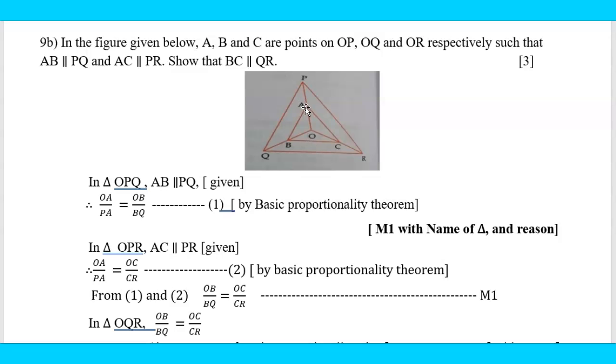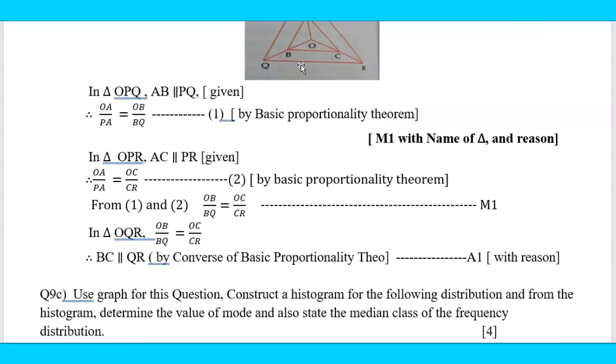Therefore, OA upon PA is equal to OC upon CR. If we combine these two results, we will get another result: OB upon BQ is equal to OC upon CR. Therefore, BC is parallel to QR. Suppose these two ratios are equal in a triangle, then BC is parallel to QR by the converse of the basic proportionality theorem. Without the reason, if you have written this proof, you will not get the mark.